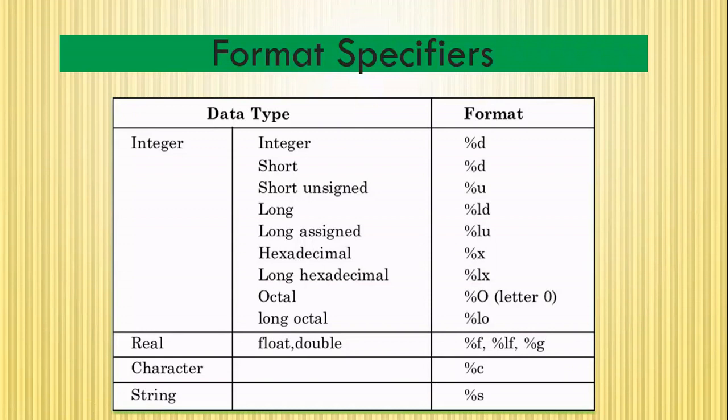If a string data type variable is to be read, the variable name is not preceded by the & character. In this list you can see the various format specifiers. %d is used for an integer type of value, it may be a short integer. %u is used for an unsigned short. %ld is for the long data type. For hexadecimal it uses %x.